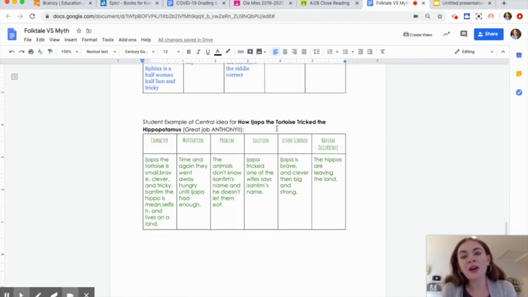Now, with How Ajapa the Tortoise Tricked the Hippopotamus, we learn that Ajapa the tortoise is small, brave, clever, and tricky, while Isantim the hippo is mean and selfish and lives on land.